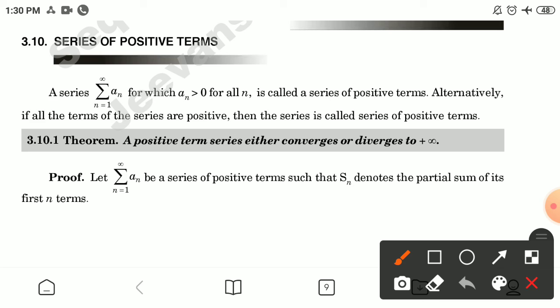Series of positive terms. A series summation an, n from 1 to infinity, for which an is greater than 0 for all n, is called a series of positive terms. Alternatively, if all the terms of the series are positive, then the series is called a series of positive terms.